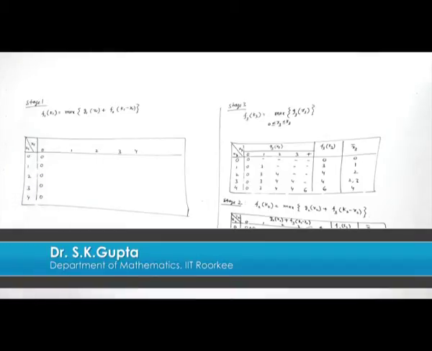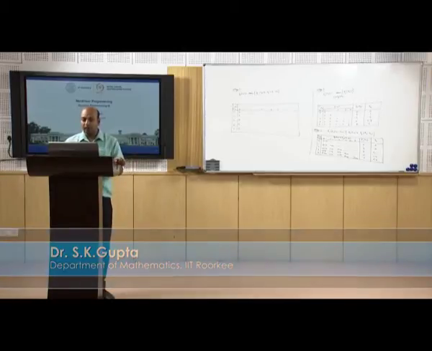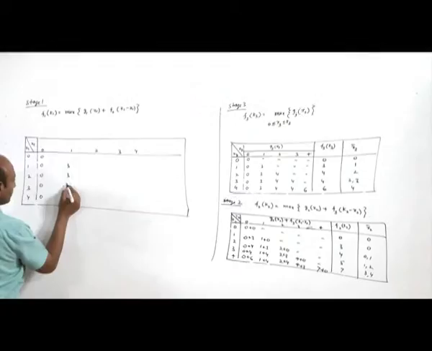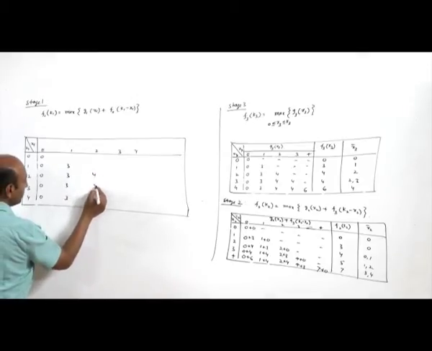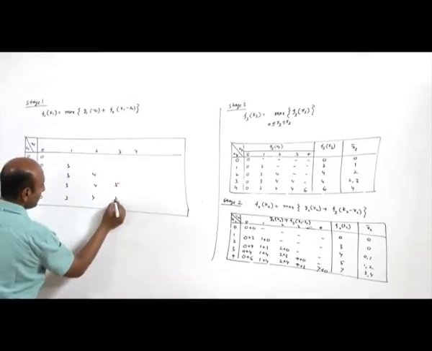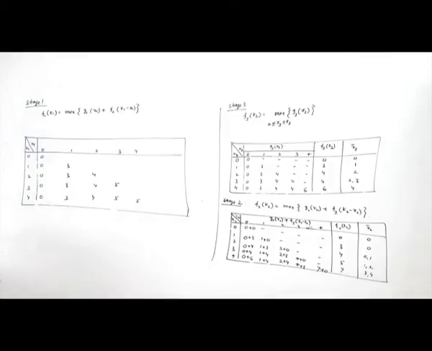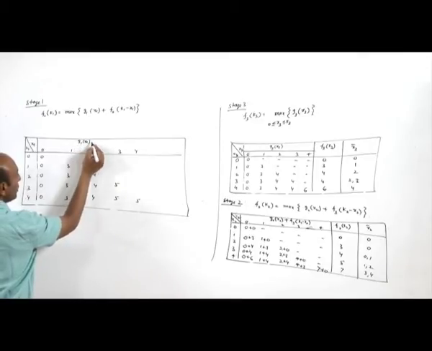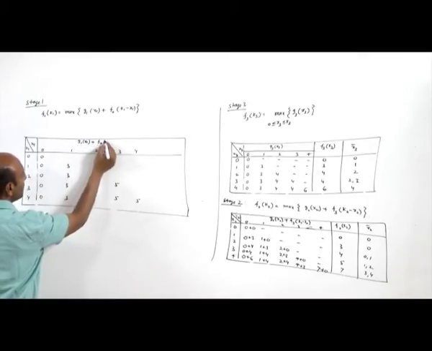Now it is for B. For B the outputs, returns are 3, 4, 5, 5. So it is 3, 4, 5, 5. Okay. So these are G1 X1, and plus we have to do F2 of K1 minus X1.